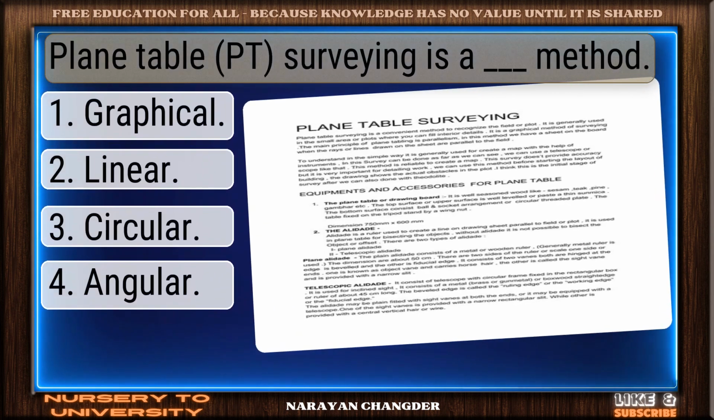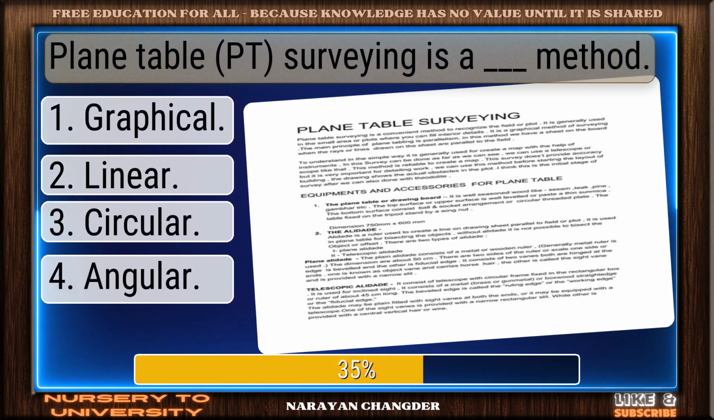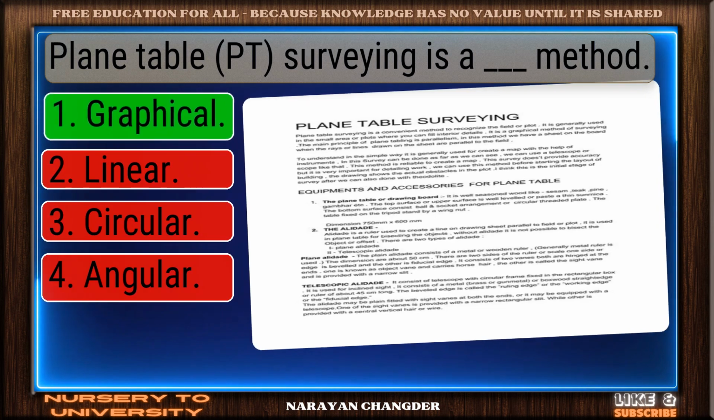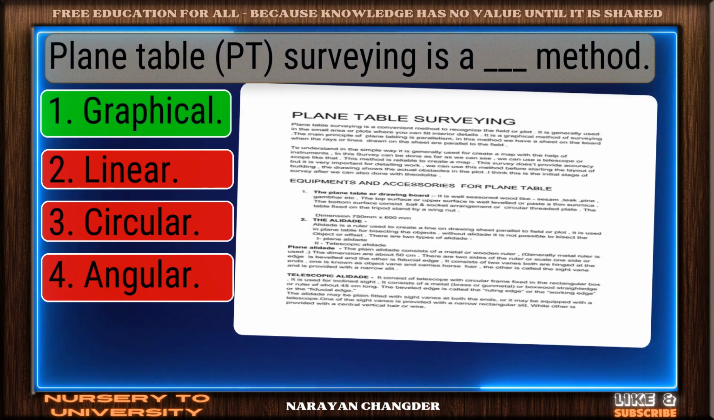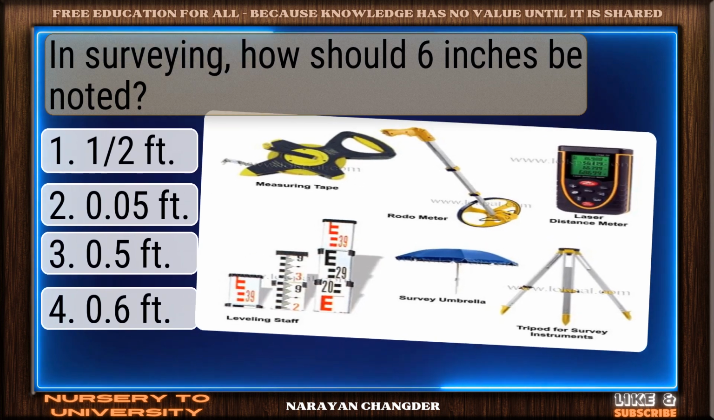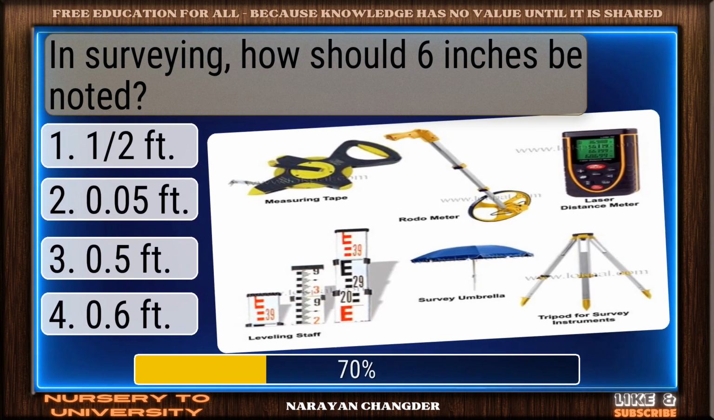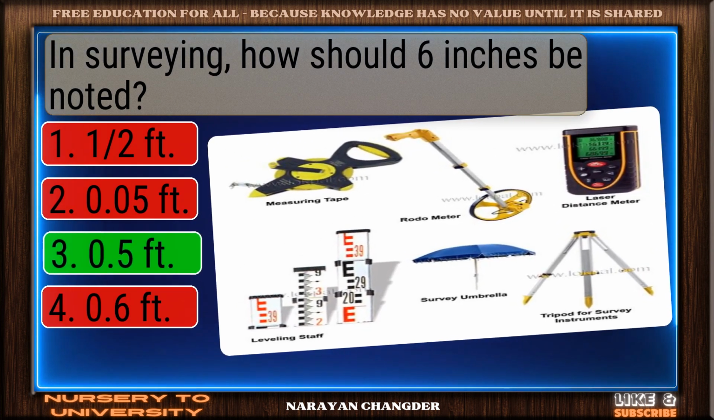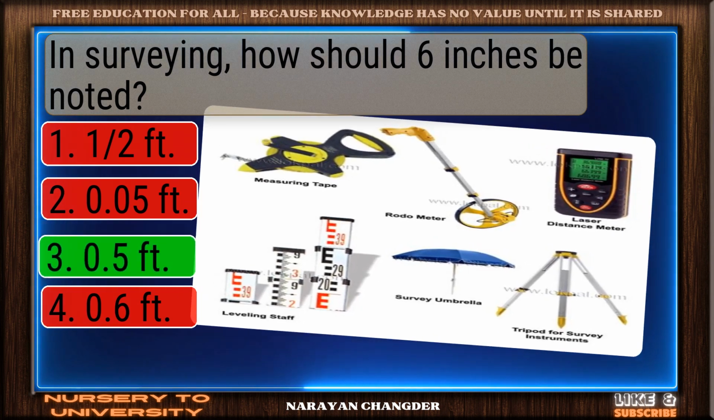Plane table surveying is a dash method. Excellent choice. Graphical is the right answer. In surveying, how should 6 inches be noted? Smart pick. 0.5 FD is the correct choice.